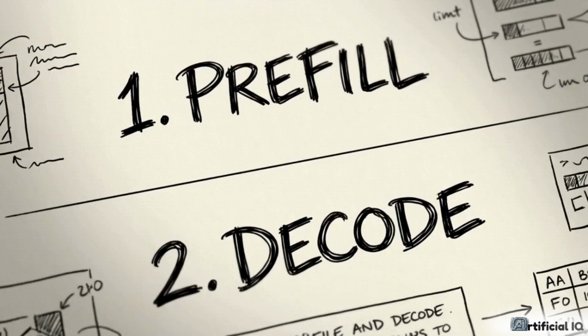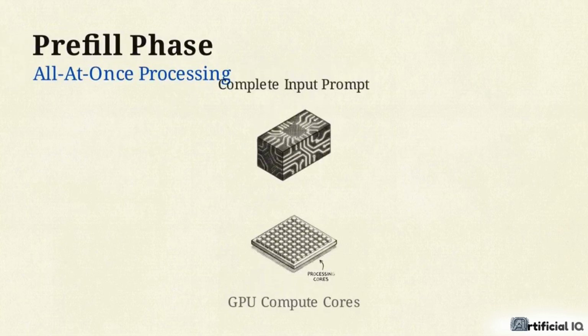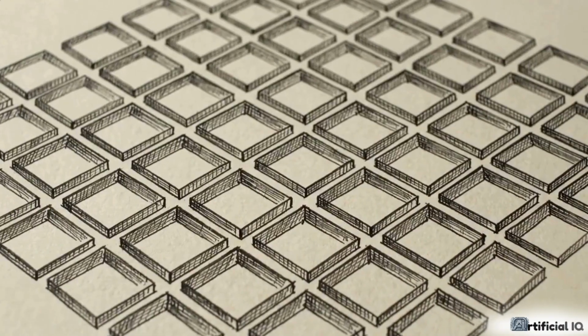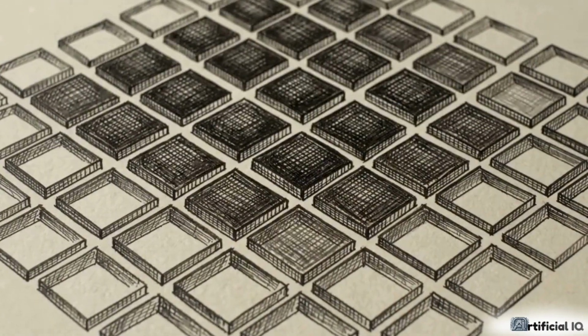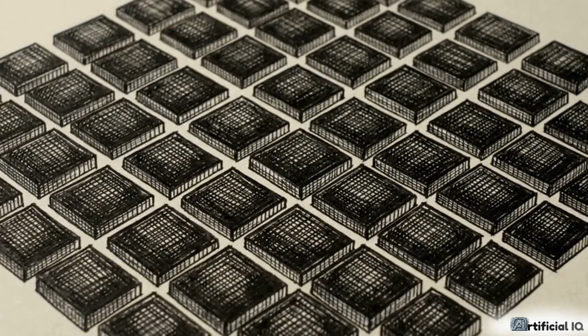An LLM inference call happens in 2 distinct phases. The first is prefill. This phase dictates your time to first token, or TTFT, how long a user stares at a blank screen before the model begins to answer. During prefill, the model processes the entire input prompt at once. It loads the weights once and runs the prompt through every layer in parallel. Because it executes everything simultaneously, prefill is bottlenecked exclusively by the GPU's compute cores.